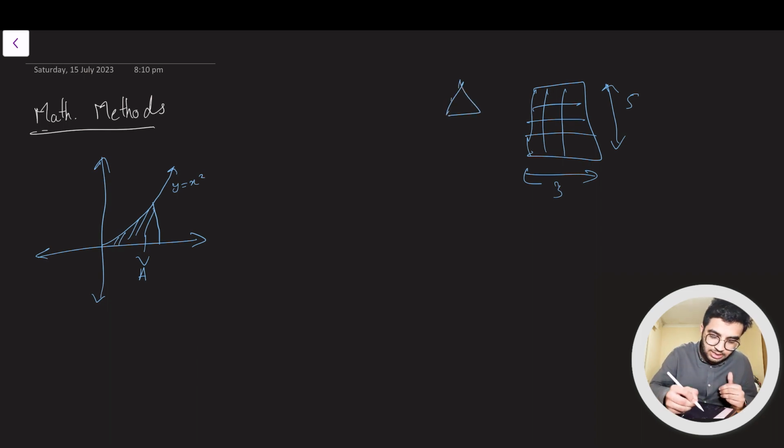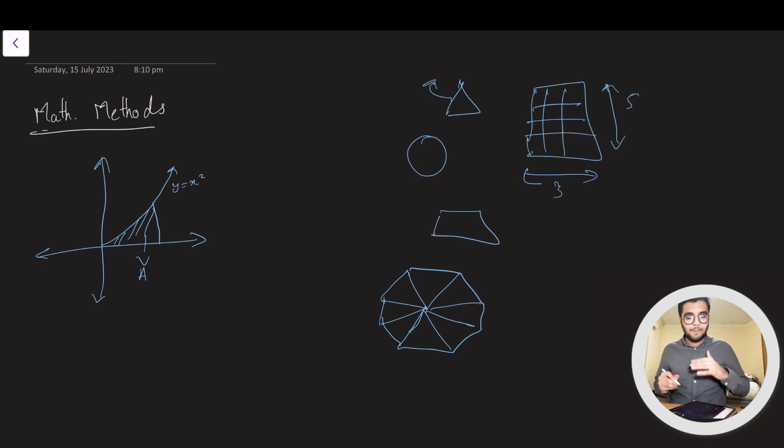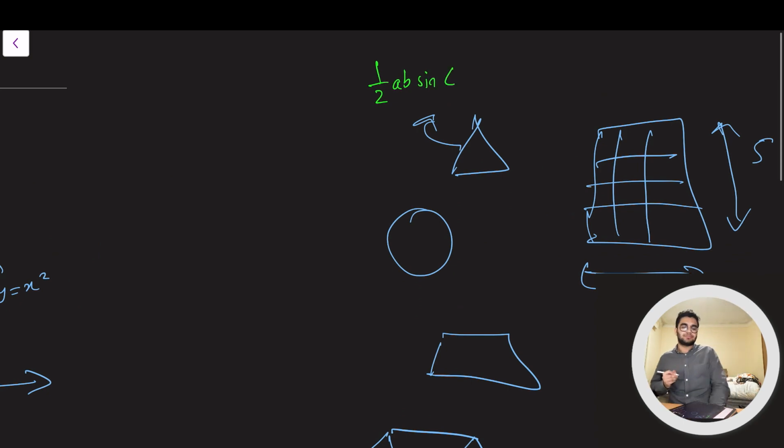You get different shapes, many shapes, and then you start doing composites. You do all kinds of stuff where you break shapes into other shapes, and then you find areas like that. You just don't stop, and not just that. You know what else they do? They give you very sophisticated formulas to get to the area.